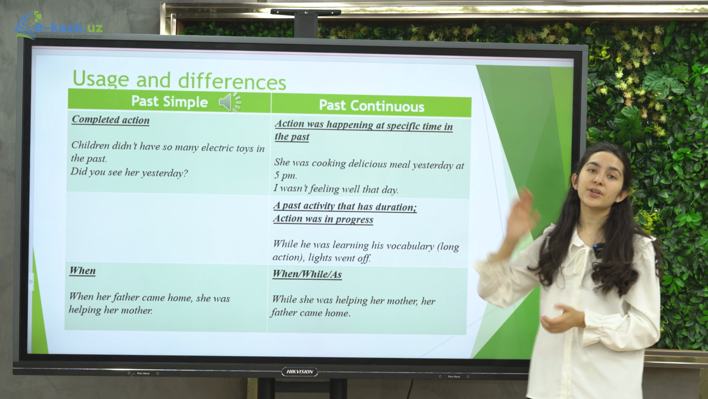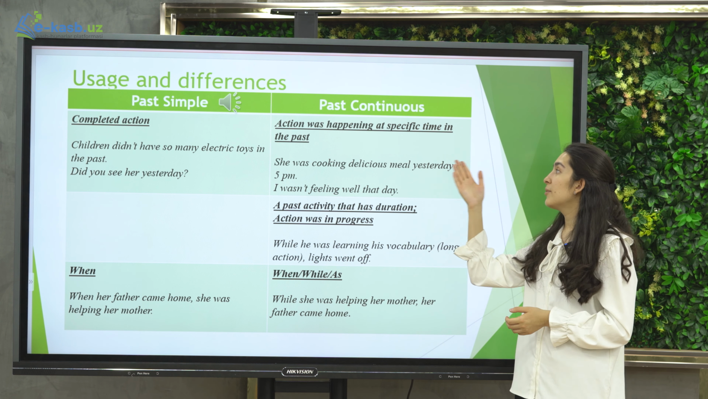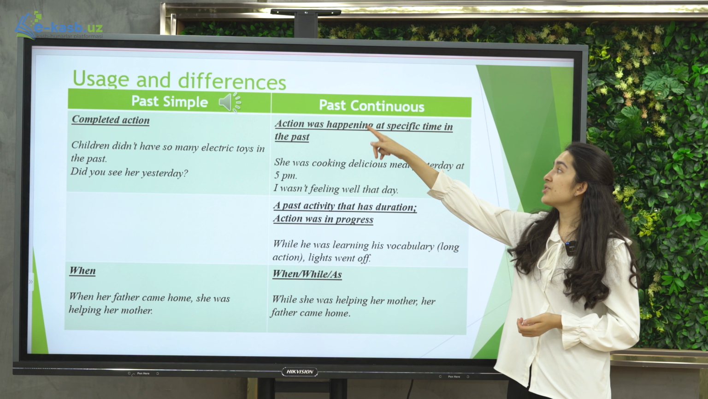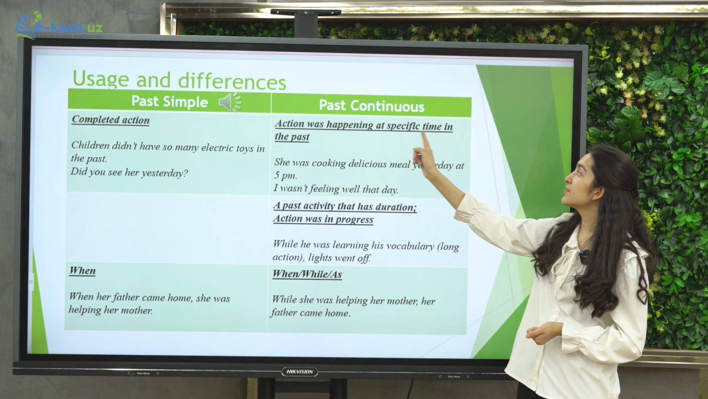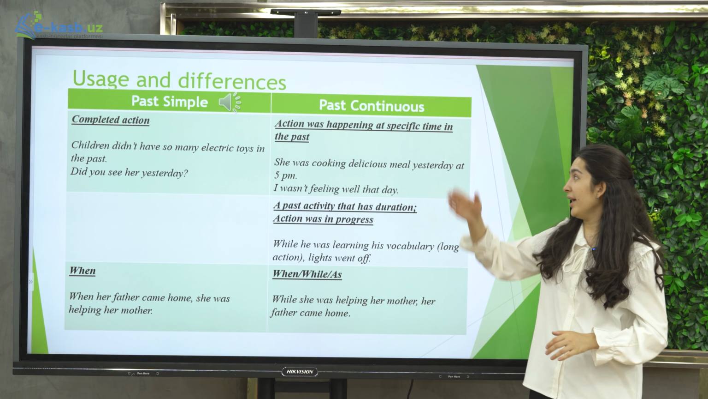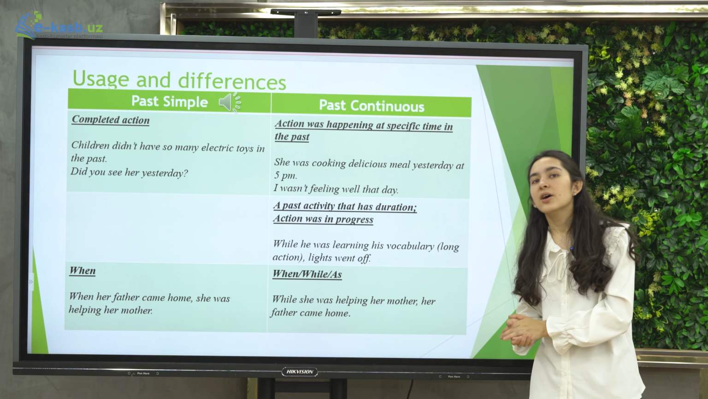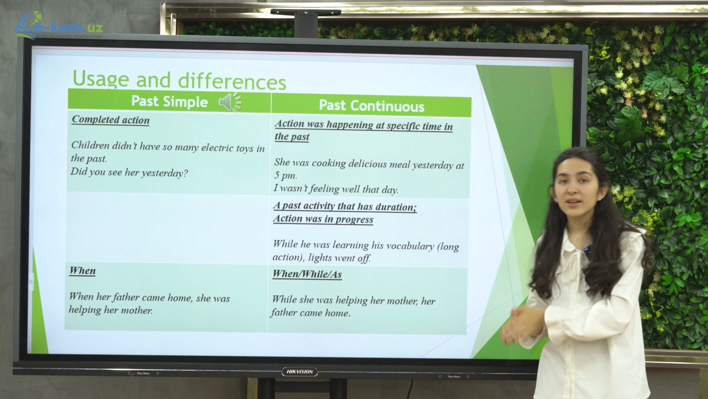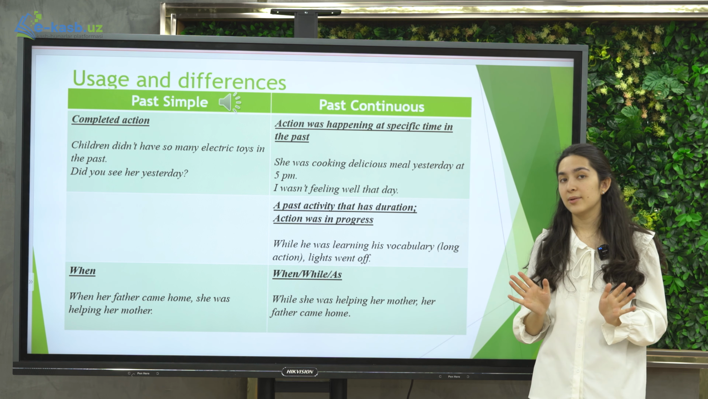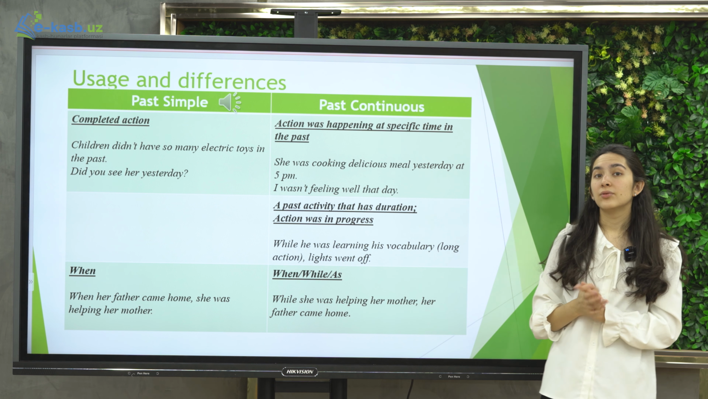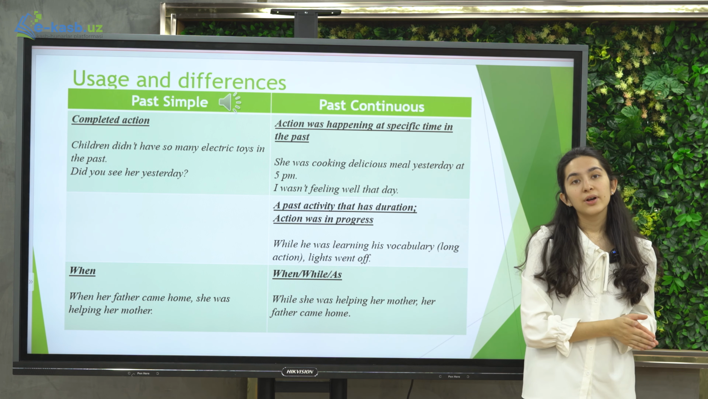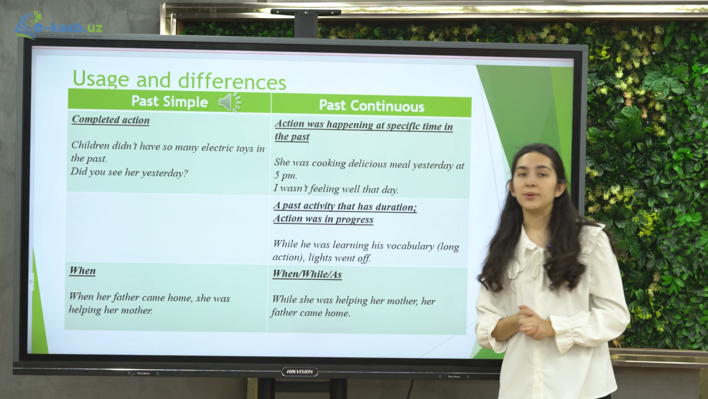Endi past continuous haqida gaplashamiz. Now let's talk about past continuous. Past continuous we use for action which was happening at specific time in the past. What does it mean? So action, which means harakat, o'tgan zamonda aniq vaqti yoki 2 o'clock, 3 o'clock, 5 o'clock, whatever time bajarilayotgan edi. For example, yesterday at 5 o'clock I was cooking.